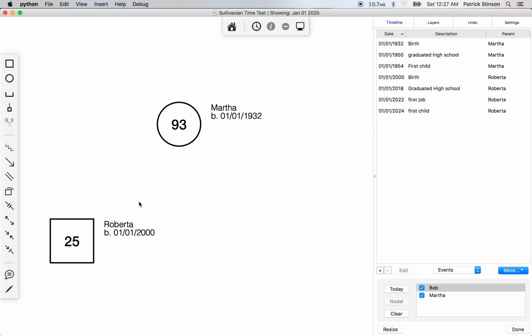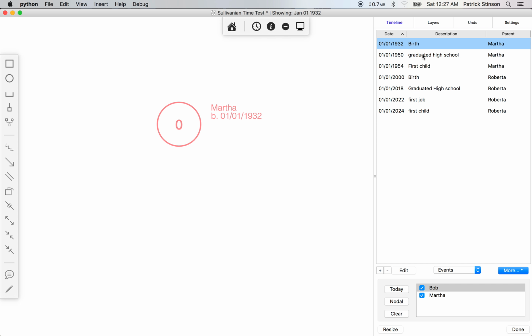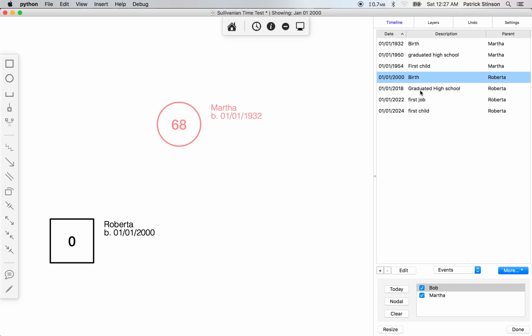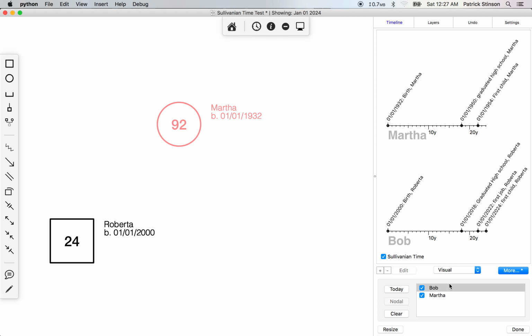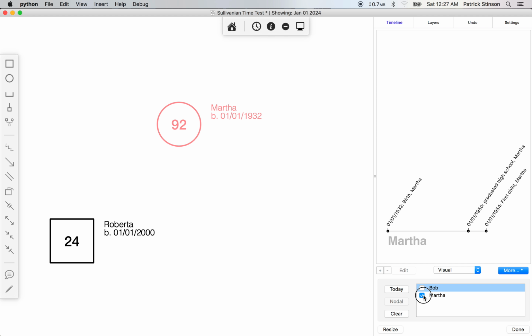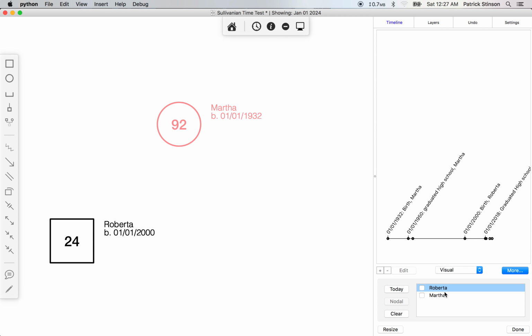So this is just a demo here. Got two different people, say 2 generations apart, maybe more, and just a few events added here, and basically I've added the same events to each of their timelines. You can see here some for Martha, some for Roberta. Now, if you go into the visual timeline, I've added, so now that actually this should be Roberta.